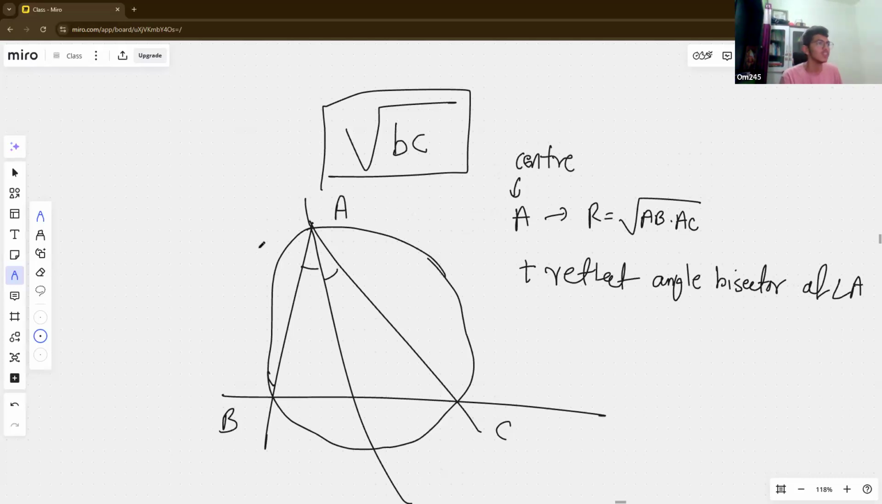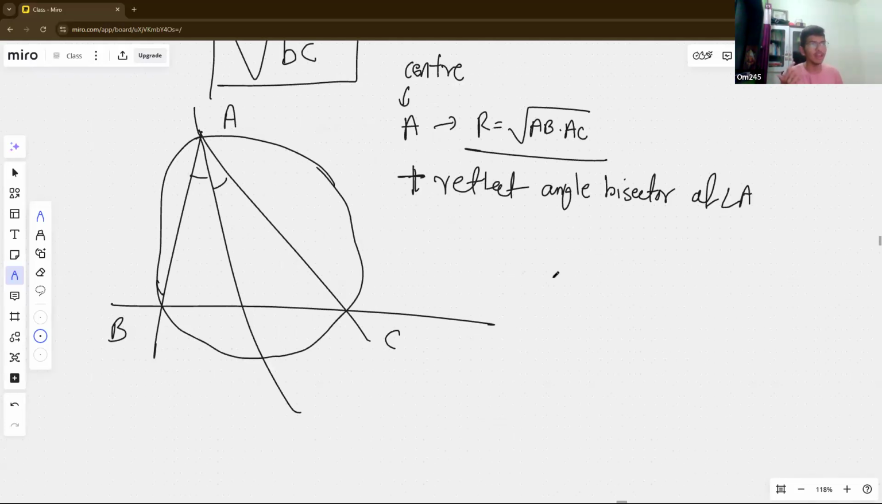I did not mention: you consider the circle centered at A with radius this. Then you do inversion plus you do reflection about the angle bisector. Now, at first this seems like a random thing, but let's try to see what we are actually doing. So where does B go to?